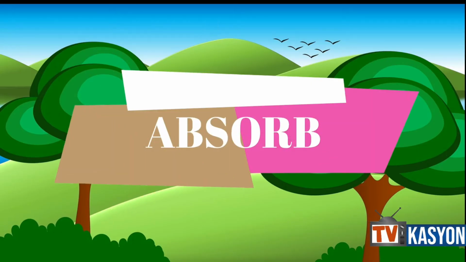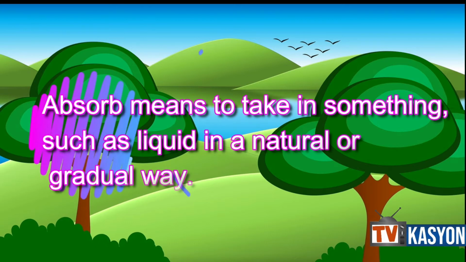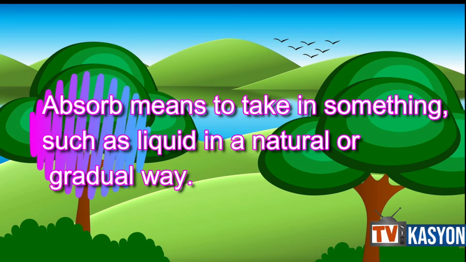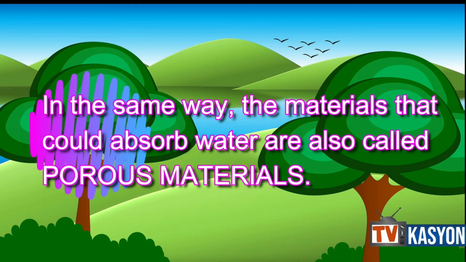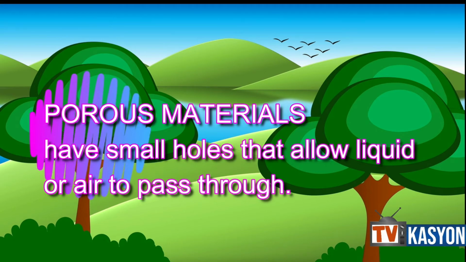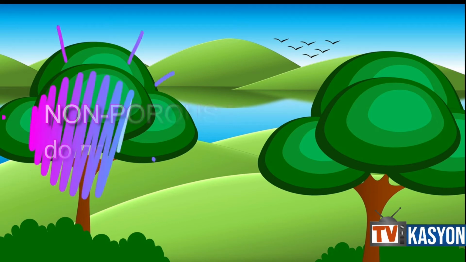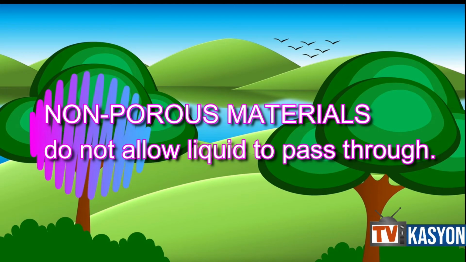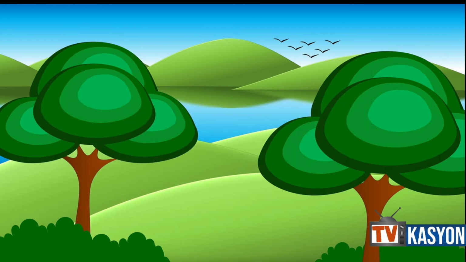What does absorb mean? Absorb means to take in something such as liquid in a natural or gradual way. In the same way, the materials that could absorb water are also called porous materials because they have small holes that allow liquid or air to pass through. On the other hand, we also have non-porous materials, which is the opposite of porous. The non-porous materials do not allow liquid to pass through.